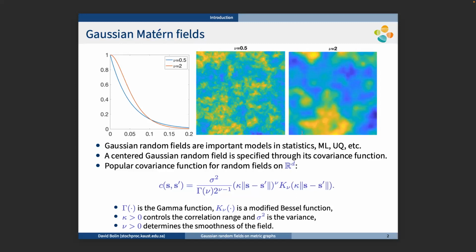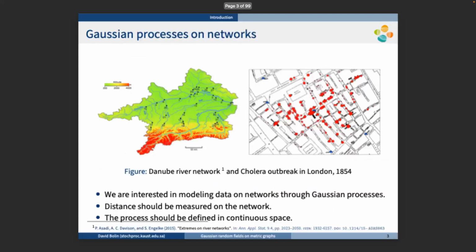Right, so this is a very well-studied process when you are on R^d. Now, what we are interested in here is when you're not on R^d. So we're interested in problems like this, when you have data on networks. To the left here, you see a popular data set of river discharge data. You have the measurements along a river network in the Danube River Basin. And to the right, you have a very classical data set in statistics of the cholera outbreak in London, 1854.